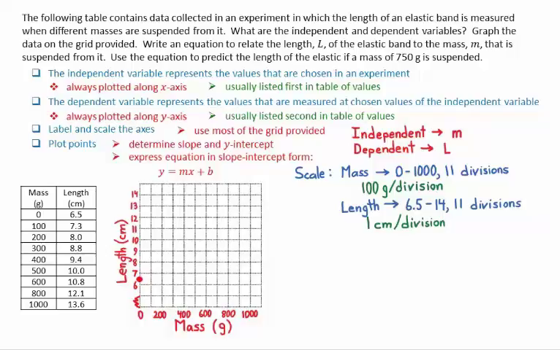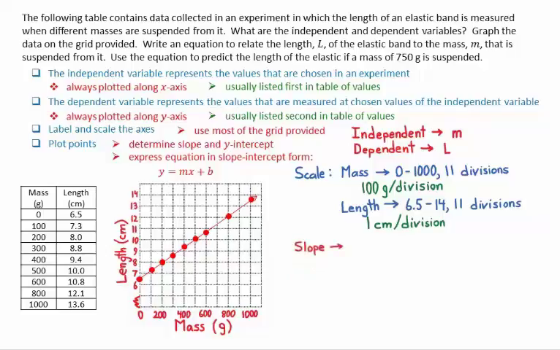We can then plot the points: 0, 6.5; 100, 7.3; 200, 8.0; 300, 8.8; 400, 9.4; 500, 10.0; 600, 10.8; 800, 12.1; and 1000, 13.6. Draw a line through these points. Note the arrow only on the right side, since the mass here cannot be negative.